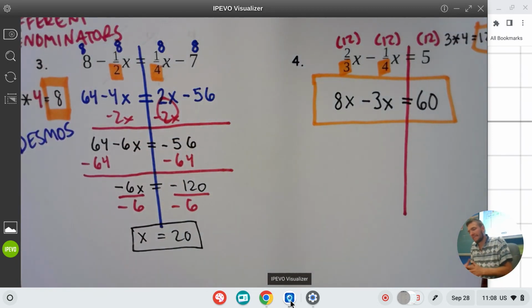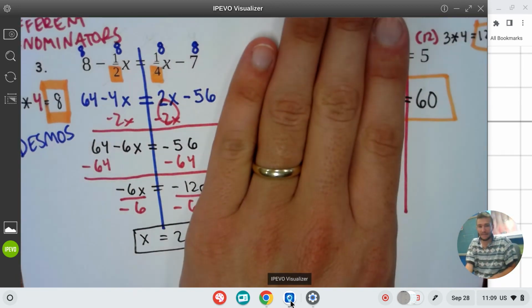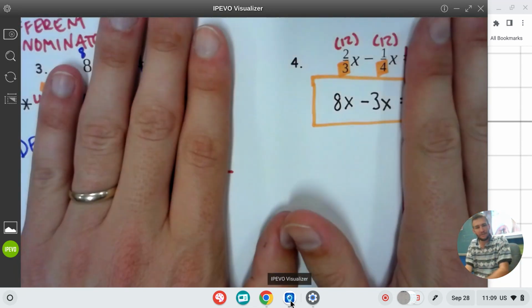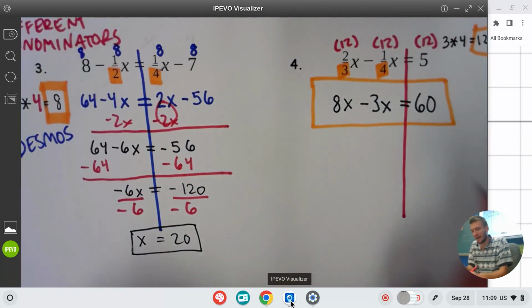This question is set up a little weird. Normally we have some x's on both sides. We have some numbers on both sides. But for this question, the left has both x's, and the right has only numbers. So we're already sorted out. We got all the letters on the left. We got all the numbers on the right. We need to do a little bit of combining here.